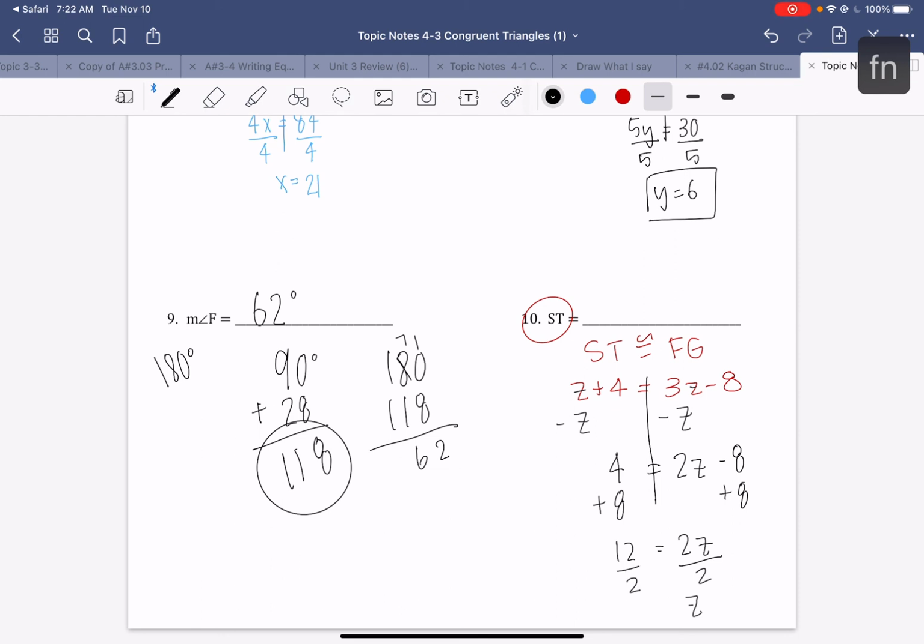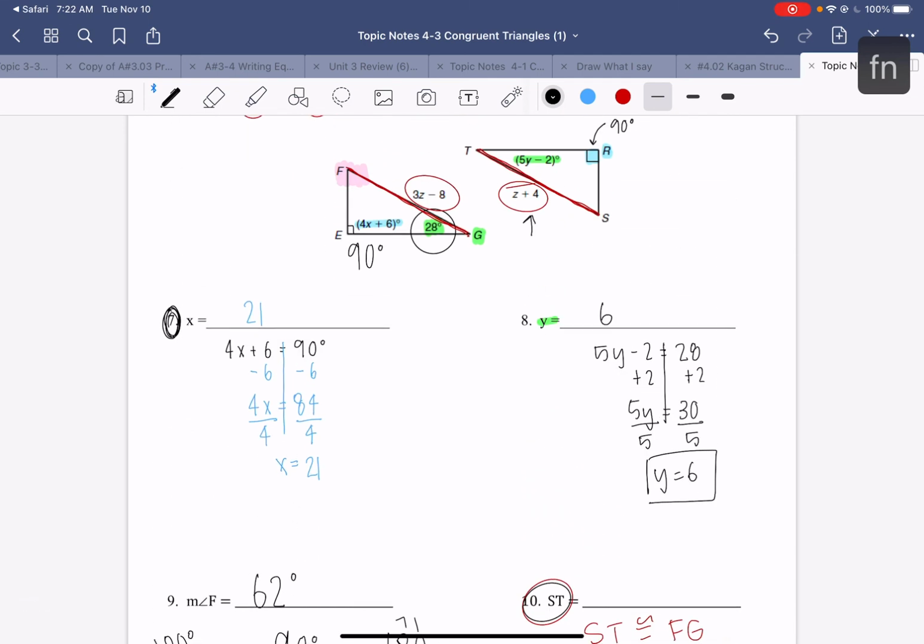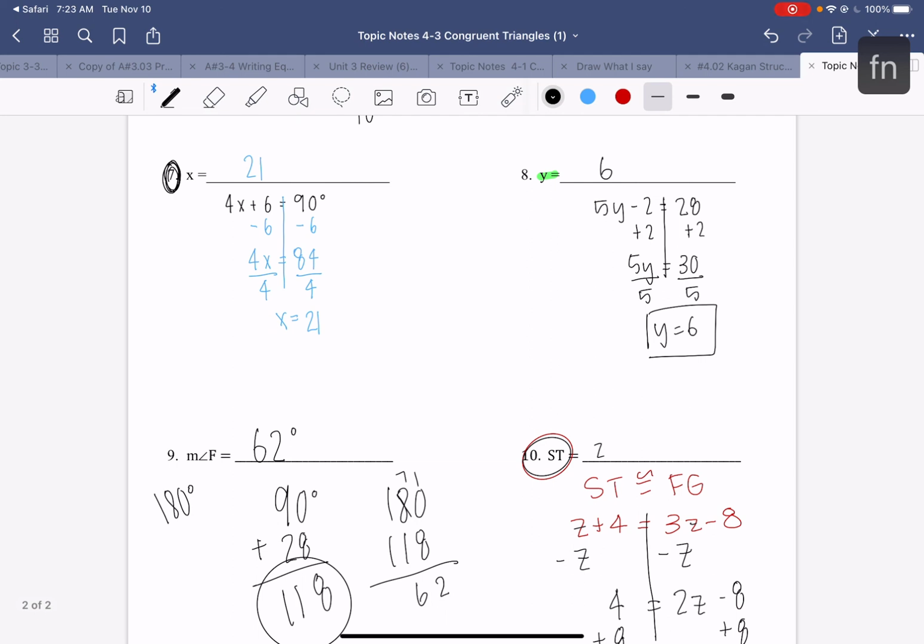So z equals 6, but am I done? What does the question want? The question wants ST, so I have to plug it back into ST, which is z plus 4. That is 6 plus 4, because the value of z was 6. ST is 10 units.